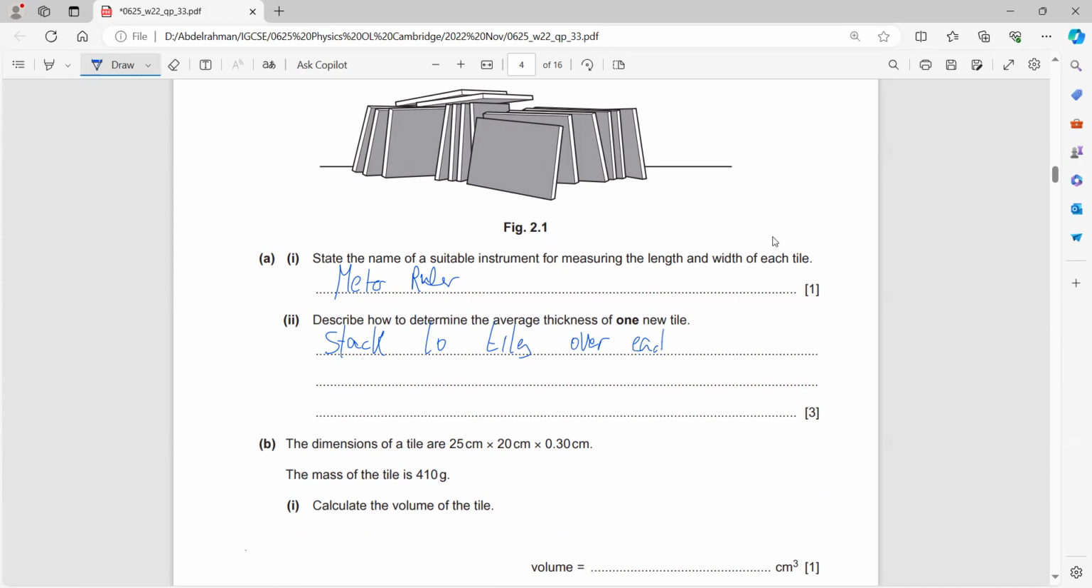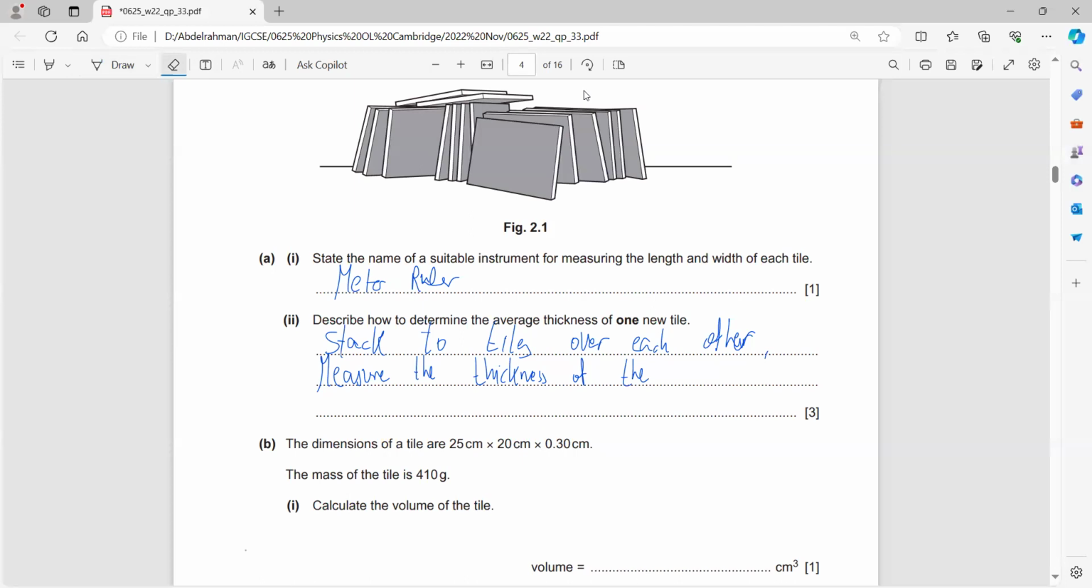Then what should I do next? Measure the total thickness, the length, the thickness, and divide the thickness by the number of tiles. Measure the thickness of the 10 tiles, let's say.